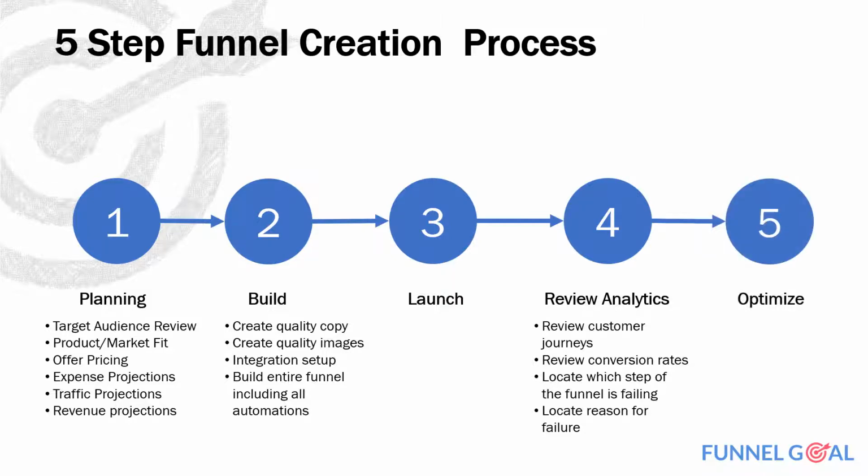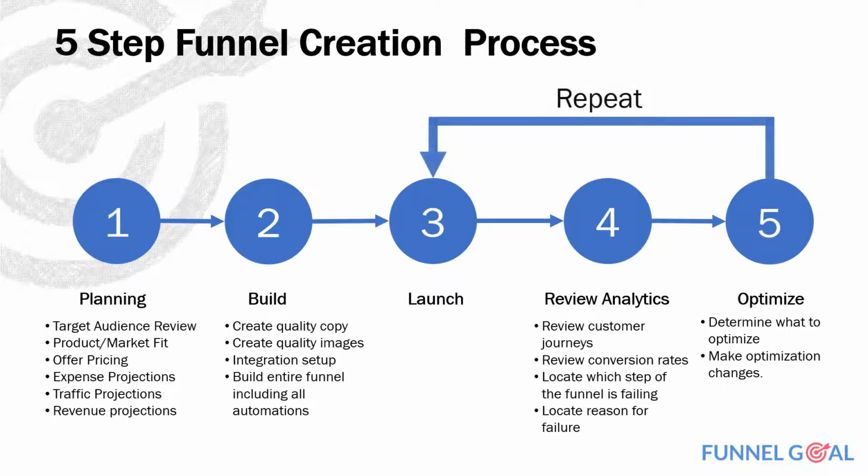And then once you locate those reasons, you're going to move into the optimization where you're going to now determine what you need to optimize. What should I change? What actually needs to change? Do I change the headline? Do I change my images? Do I change my ad? Do I change the headline on my opt-in page? Do I change my offer? Do I change my price? Do I change my email subject line? Like, what do I have to change? Then you make those optimization changes, and then you basically repeat and you relaunch those new changes, and now you wait a couple of days to test, right? To look at your analytics again.